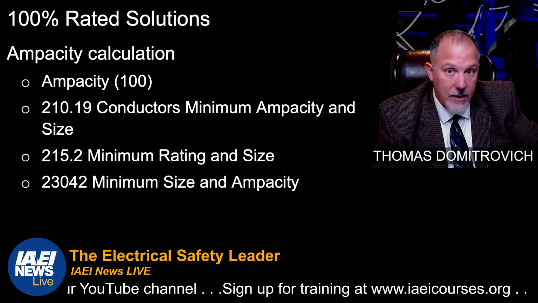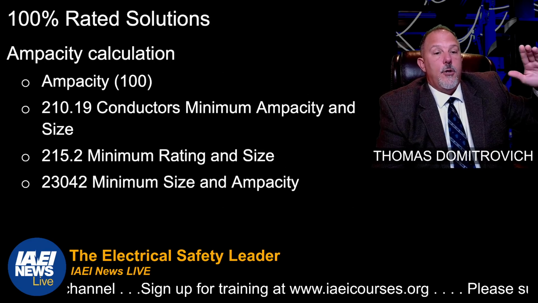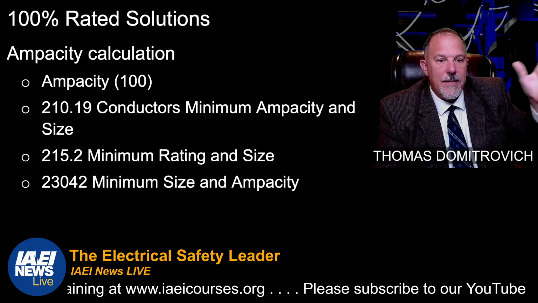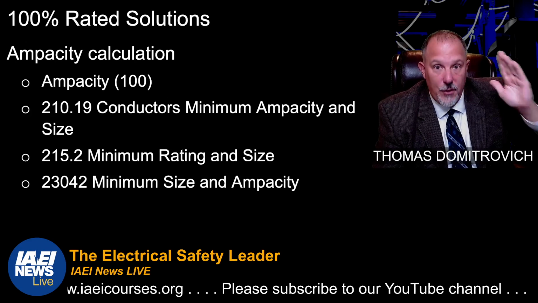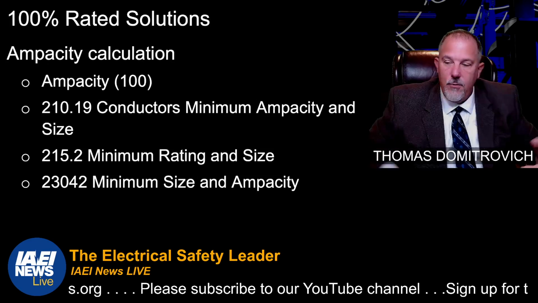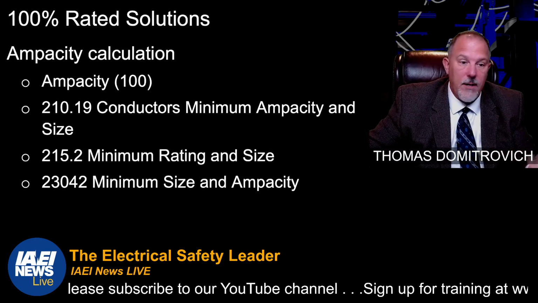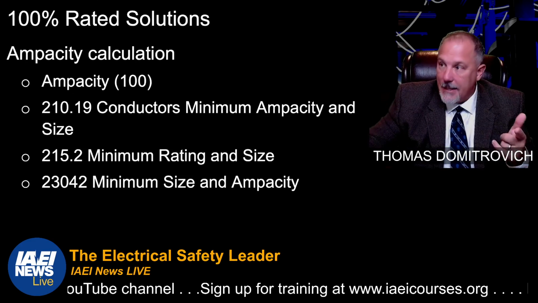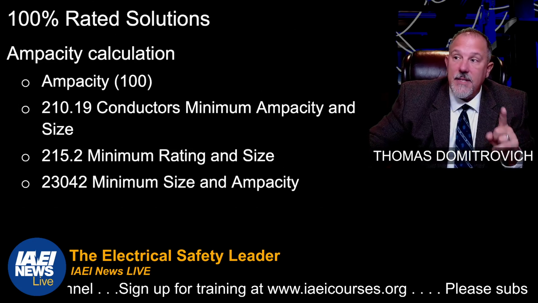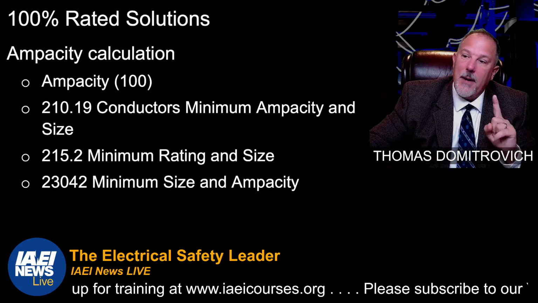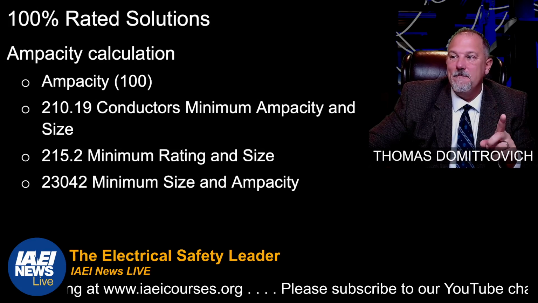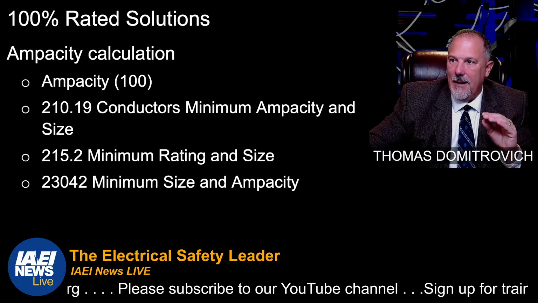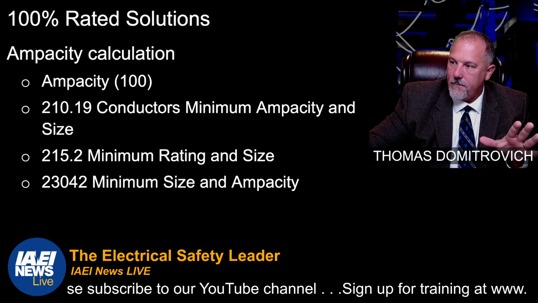So now if you know what a continuous load is, then you know what a non-continuous load is, and you know what ampacity is. Now you get into Article 210 for branch circuits, 215 for feeders, 230.42, not 23042, 230.42 for minimum size and ampacity. Now, remember, this is when you're going to size the conductor, right? So this is an important part of the decision tree.